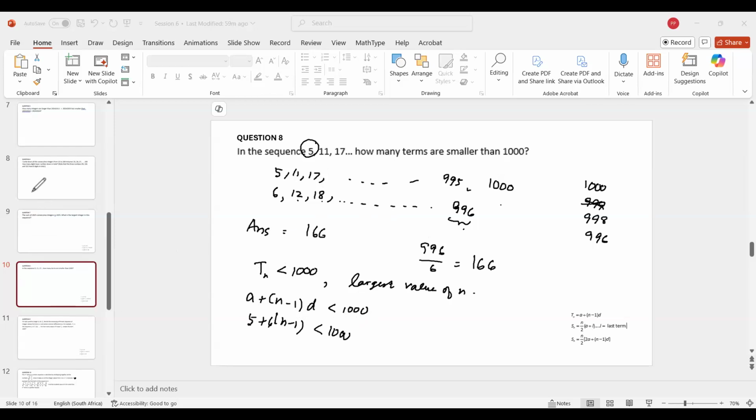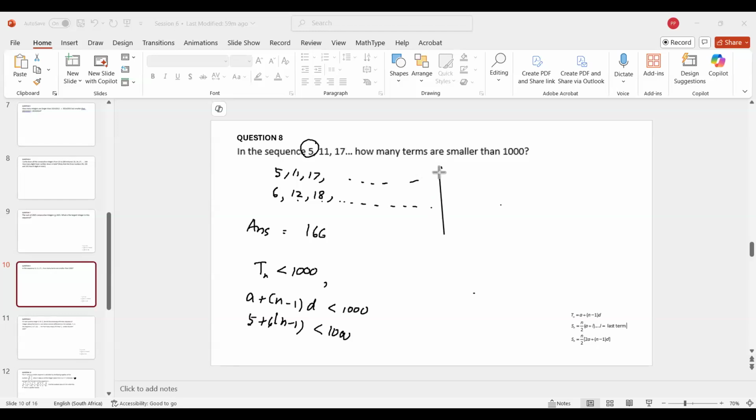So let me just move over to the other side to create some space here. I will draw a nice division line here. I've got 5 plus 6 into n minus 1 is less than 1000. So now we need to calculate the largest possible value for n. So you've got 5 plus 6 into n minus 1 is less than 1000. Then you've got 6 into n minus 1.